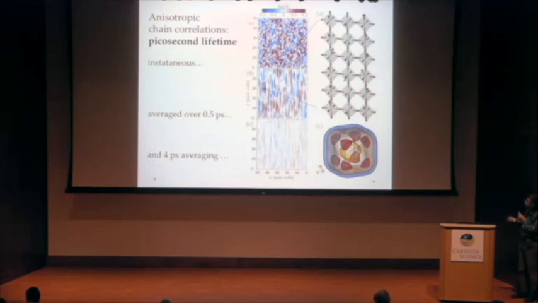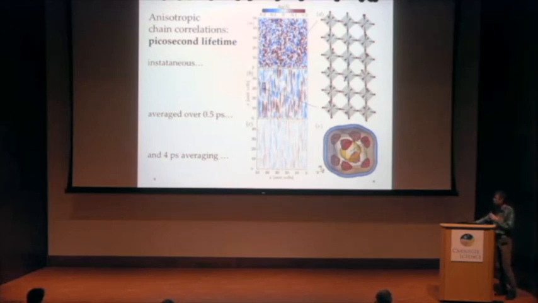But what is important is if we do even longer averaging, let's say over 4 picoseconds, the intensity, the contrast fade out. So it means it's something which is short-lived. It exists over the time scale of picoseconds.